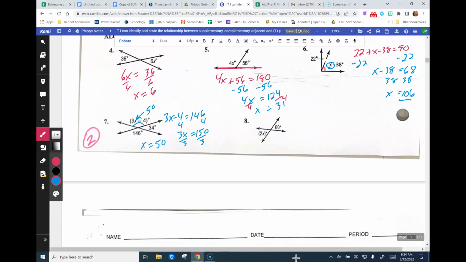Number 8, what kind of angles are those? Exactly. Those are my vertical angles. And we know vertical angles are congruent, so their measures are equal. So we divide by 2 and we get x is equal to 30.